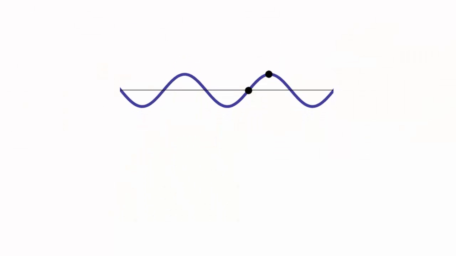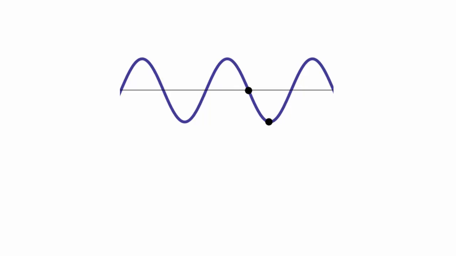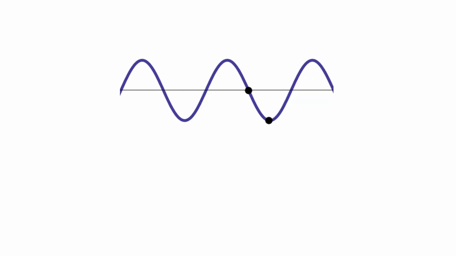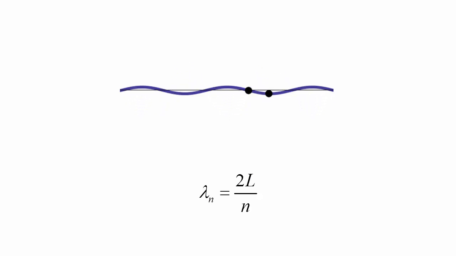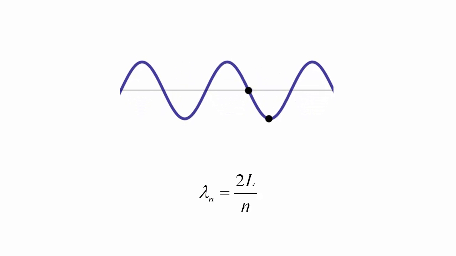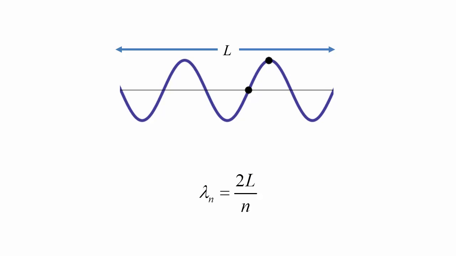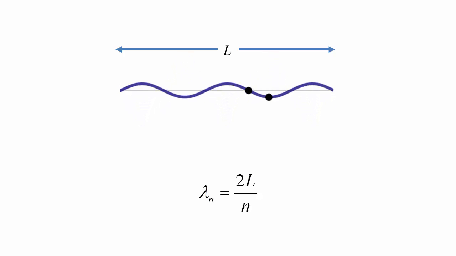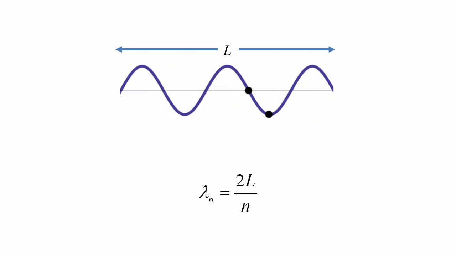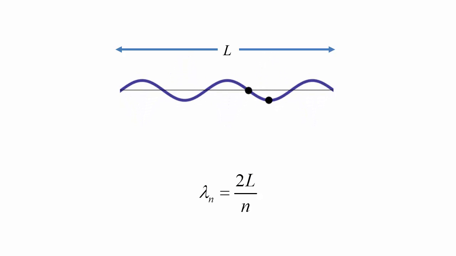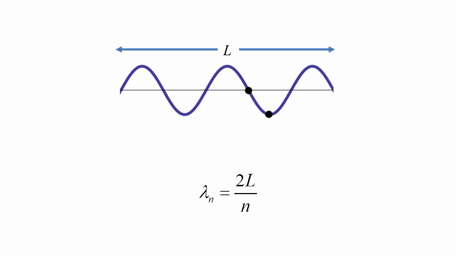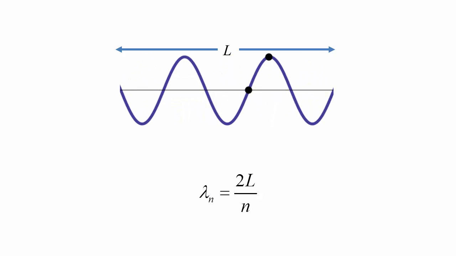The example of a standing wave used in the previous chapter was a standing wave in a string that is fixed at both ends. So the ends of the string have nodes, or points of no vibration. The wavelength of the standing wave depends on its harmonic and is given by 2L over n, where L is the length of the string and n is the integer representing the harmonic number. The harmonic is a multiple of the fundamental frequency. For example, the third harmonic is 3 times the fundamental frequency.